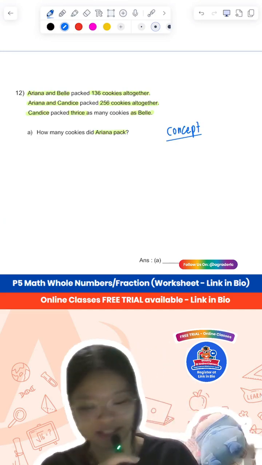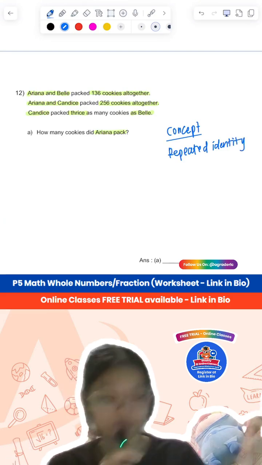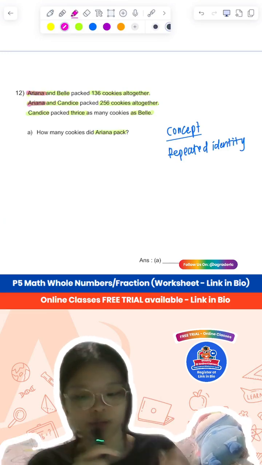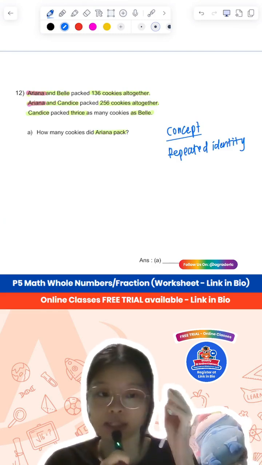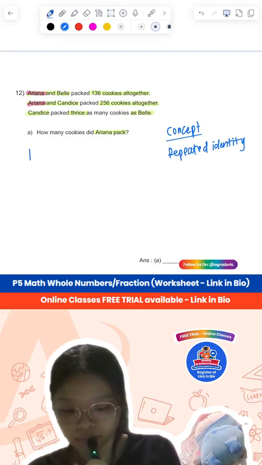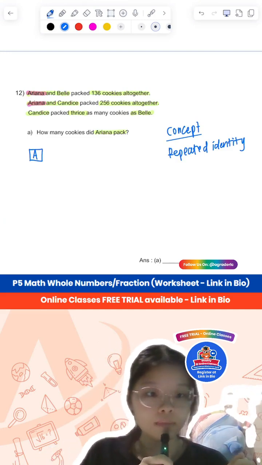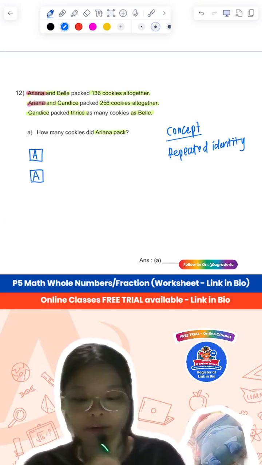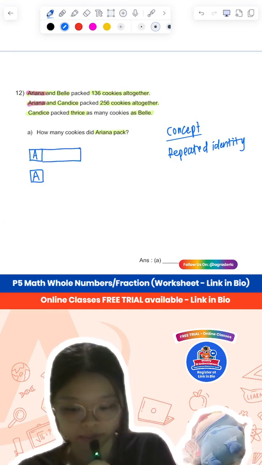Repeated identity. Correct. The first one, if I recall right, is Maverick who wrote the name first. Repeated identity, because here we have Ariana who is being repeated. So when we have repeated identity models, we draw the same size for the same person. So Ariana, doesn't matter how big, I'm just going to give you a small one. And then another model will have Ariana, same size. Ariana and Belle pack 136, so I'll give some for Belle. And this is Belle.